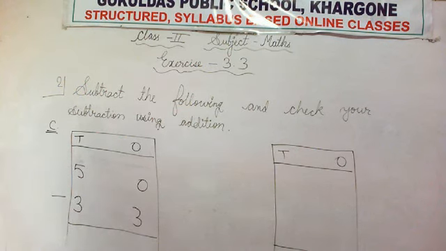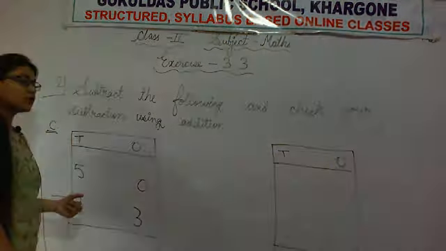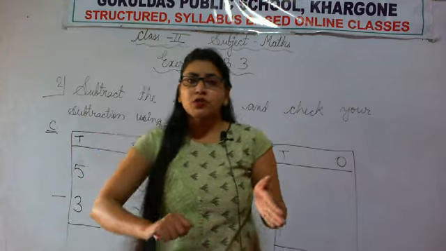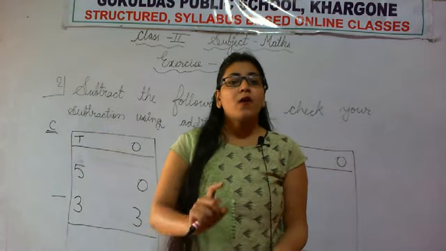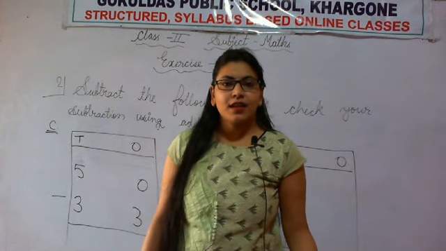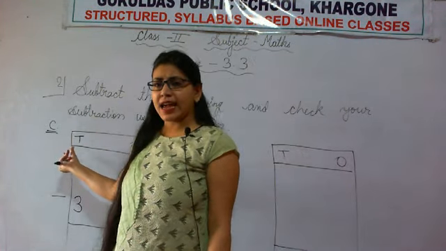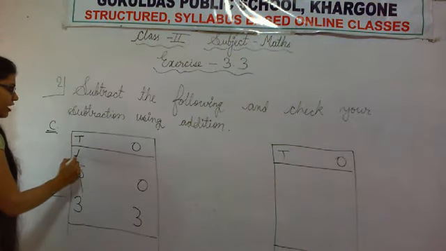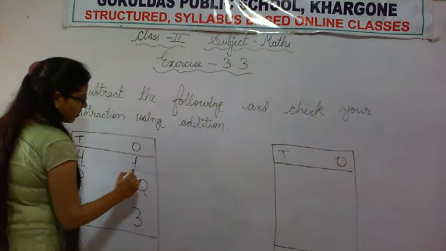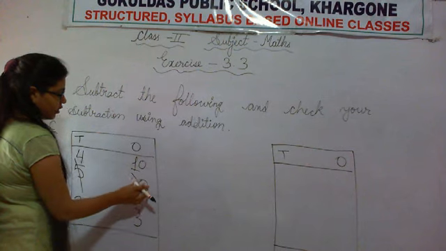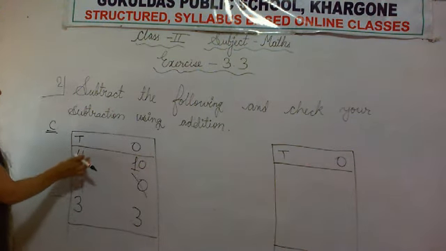Subtraction. So we always start from the ones place. So ones minus ones. So 0 minus 3. Now can we remove 3 from 0? No. Why? Because we always subtract the smaller number from the bigger number. So now what will be the next step? This ones place will take a borrow from the tens place. So this 5 will be 4 and this 0 will become 10.